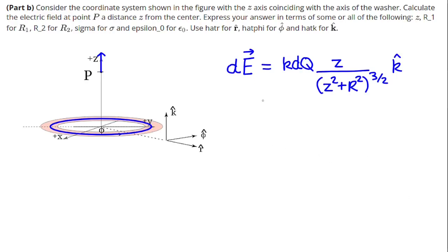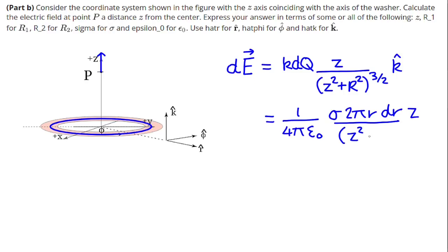And given the variables in the problem, being the permittivity of free space and the areal charge density, we can write Coulomb's constant as 1/4 pi epsilon naught, and dq is the areal charge density by the circumference of the ring. So each ring is going to have a variable radius, so we have 2 pi r being the circumference, and we give the ring a thickness in a radial direction being dr, and that's multiplied by z and divided by z squared plus the variable radius of the ring squared to the 3/2, and the electric field acts in a k direction.